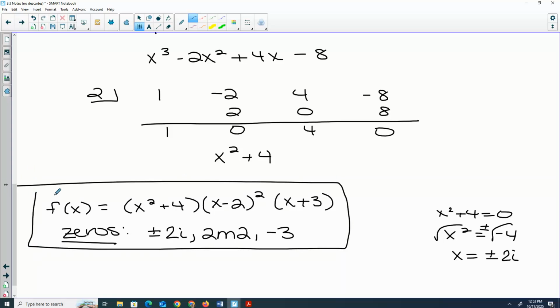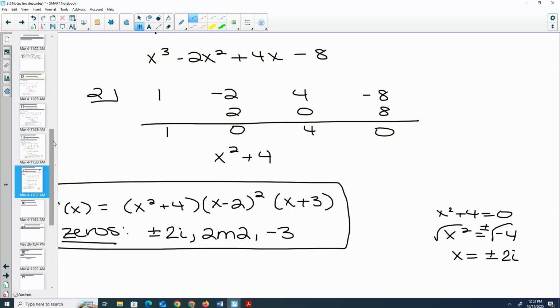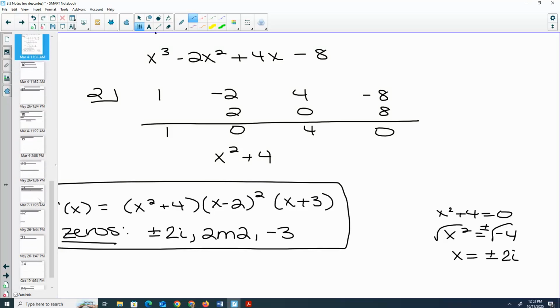Alright, so this process can be long. If I give you an x cubed, it's not so bad. If I give you x to the 5th, we have to divide a few times and it gets longer. But it's the same thing every time. Are we catching on? Yeah. Okay. I'm almost done then. Do we need another problem like that right now? No? Okay.